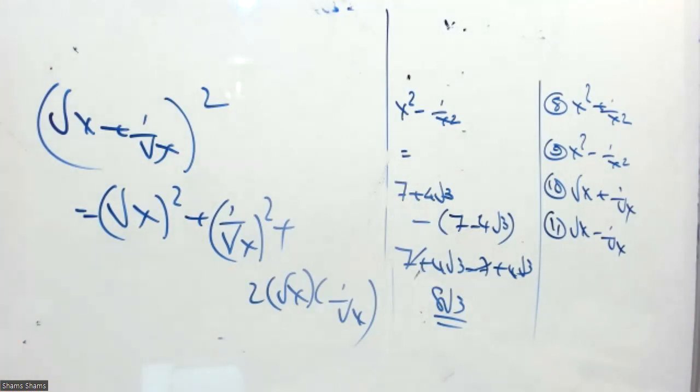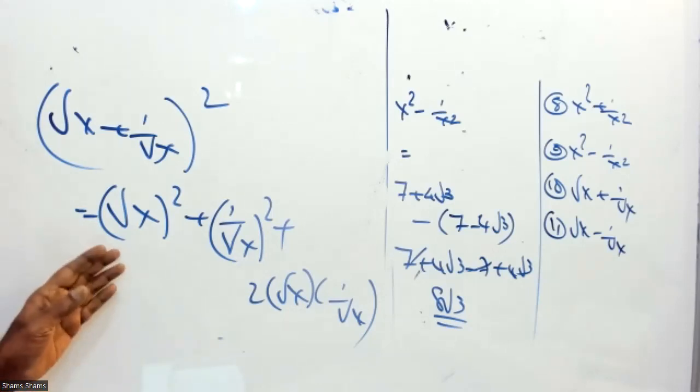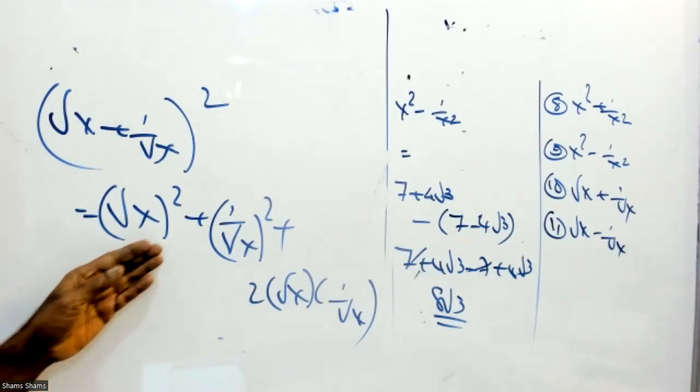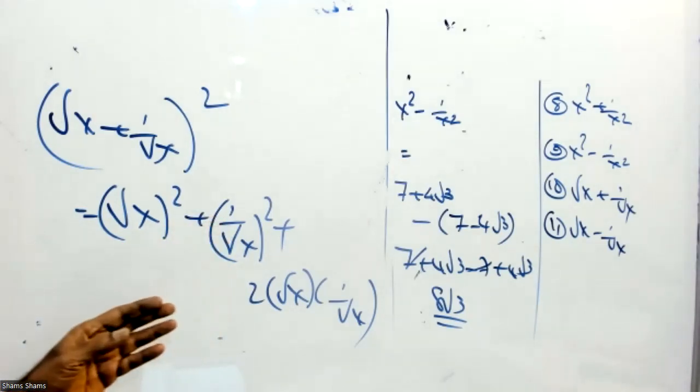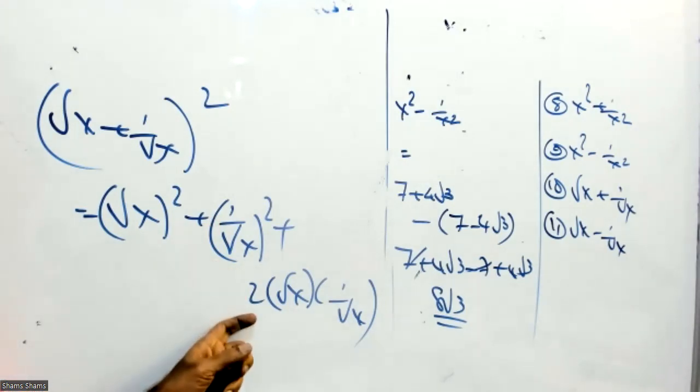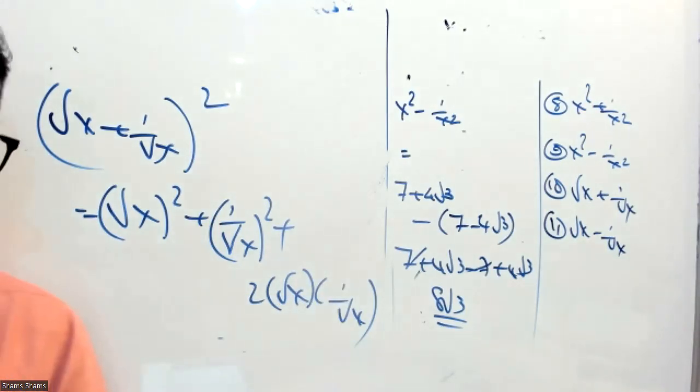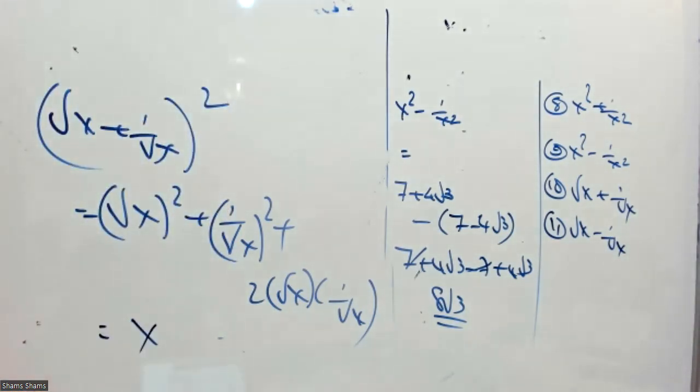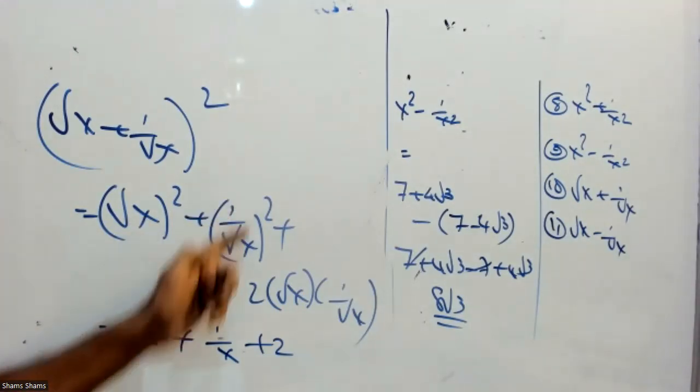Root x plus 1 by root x whole square equal to root x whole square plus 1 by root x whole square plus 2 into root x into 1 by root x. Then root x square is what? X. 1 by root x square is 1 by x. The 2 is cancelled, so it is x plus 1 by x plus 2.